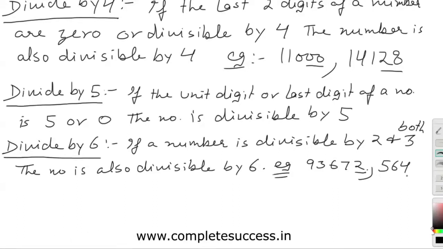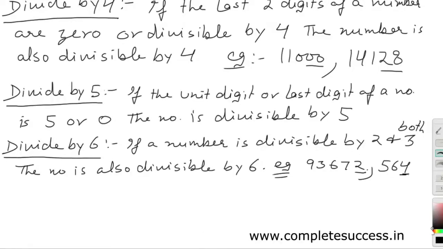564. The last digit of this number is 4. And the addition of the digits is 15, which is divisible by 3. Or 15 is 5 plus 1, which is 6, divisible by 3. So this number is divisible by 6 because it is divisible by both 2 and 3.